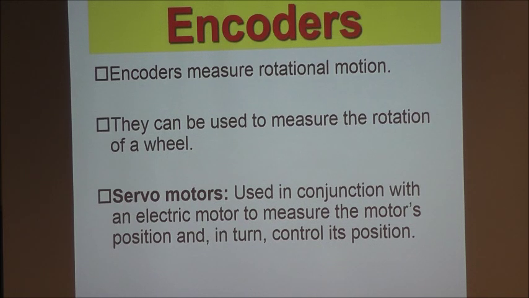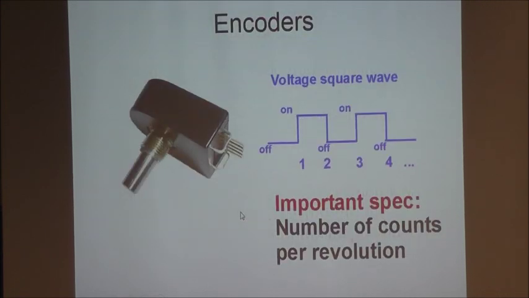But encoders are much more accurate than potentiometers, and they can be used to measure the rotation of a wheel. They can also be used in a servo motor, in conjunction with an electric motor, to measure the motor position and in turn control its position. So it is a superb potentiometer, if you will.